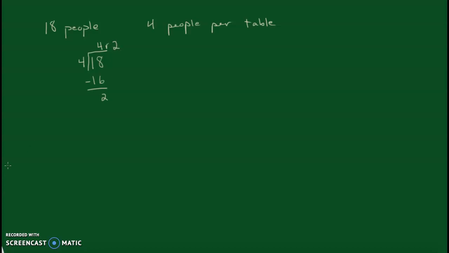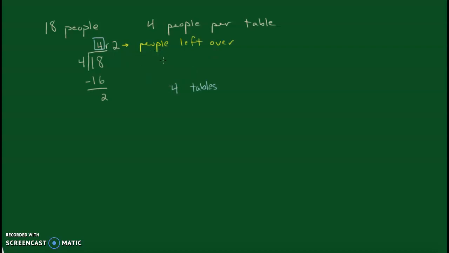Just like in the previous problem, let's think about our question again. How many tables should they set up? So to start with, we're going to look at the quotient here. And we know that they need 4 tables for sure. Then let's think about what the remainder represents. And in this case, the remainder represents people left over, kind of. So as of right now, these people don't have a table.